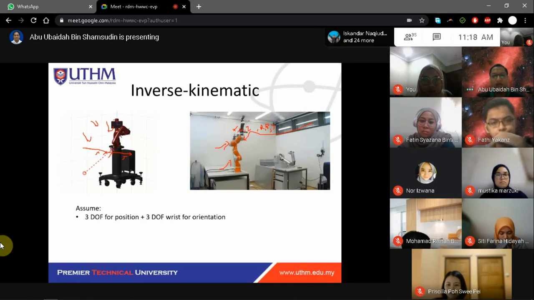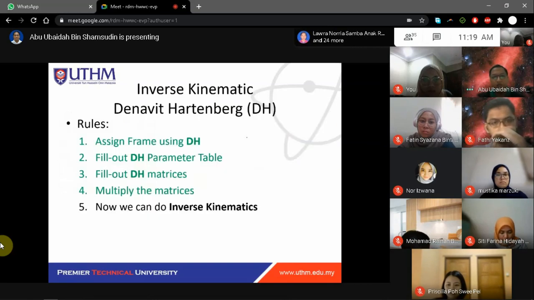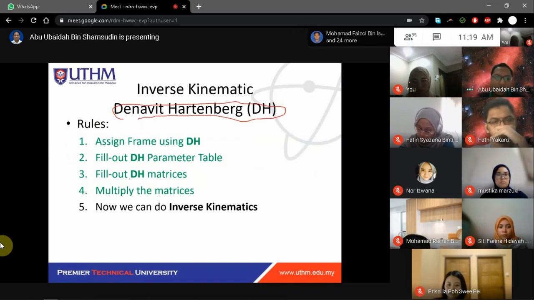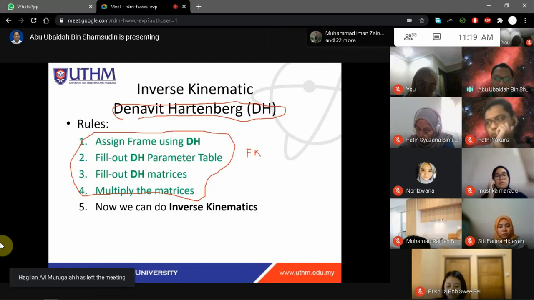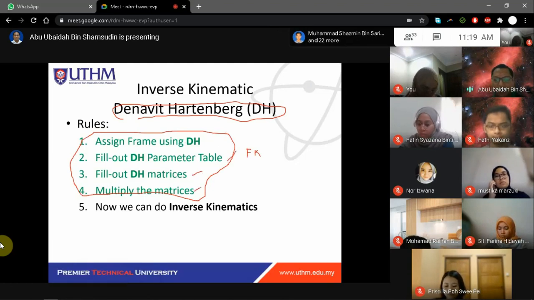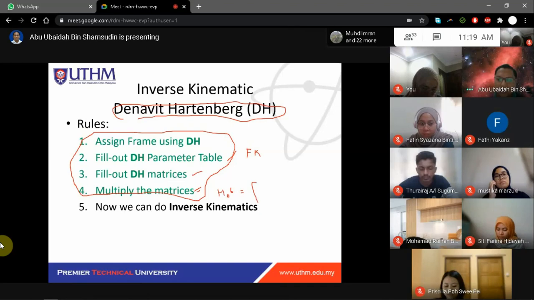Now, how can we do the inverse kinematics? Okay, to do inverse kinematics, what we do first is we find the forward kinematics. So first we need to do all the process for kinematics. Okay, so we need to assign the frame for DH parameter, DH frame, and find the parameter table, put the parameter into matrices and multiply the matrix, and we will get a matrix like H06. Okay, so we will get a 4x4 matrix. After that, from this 4x4 matrix, we can find the inverse kinematics.